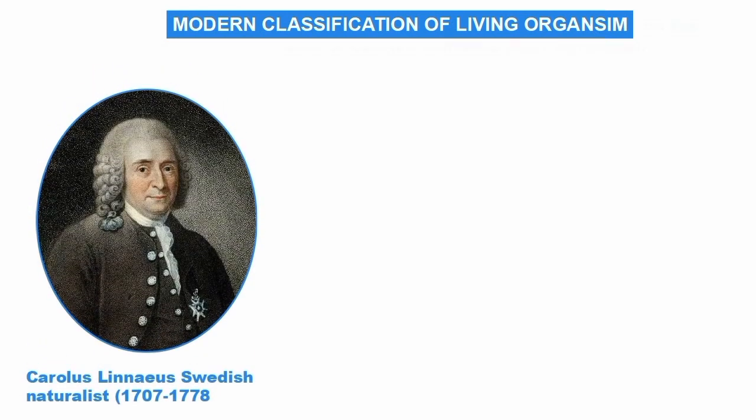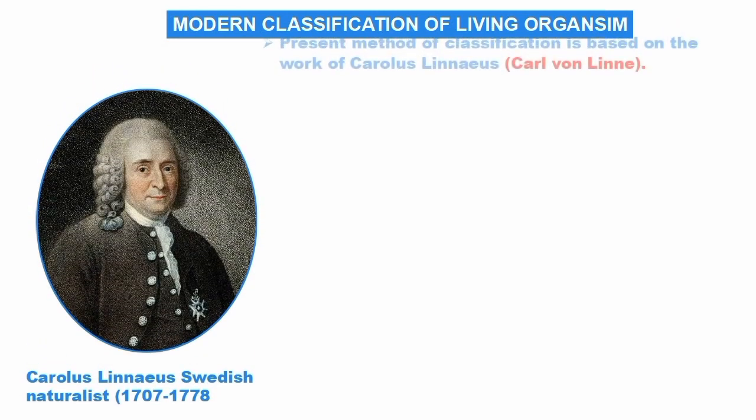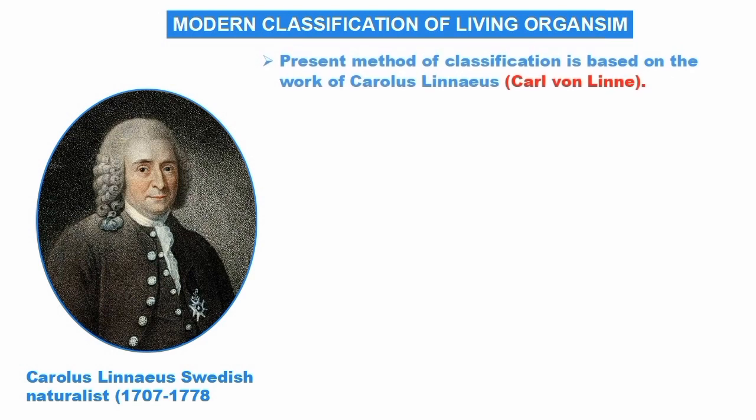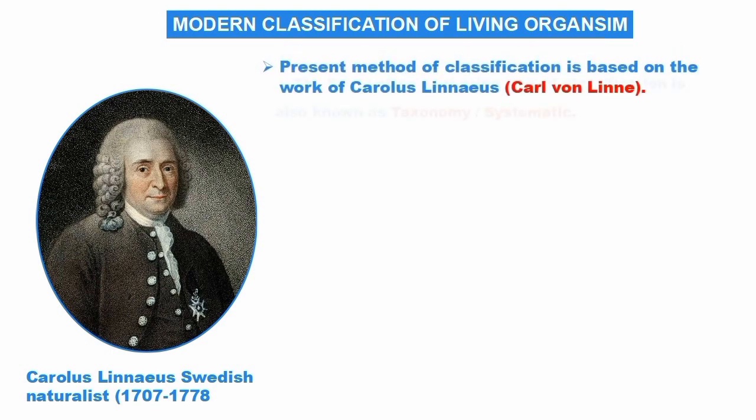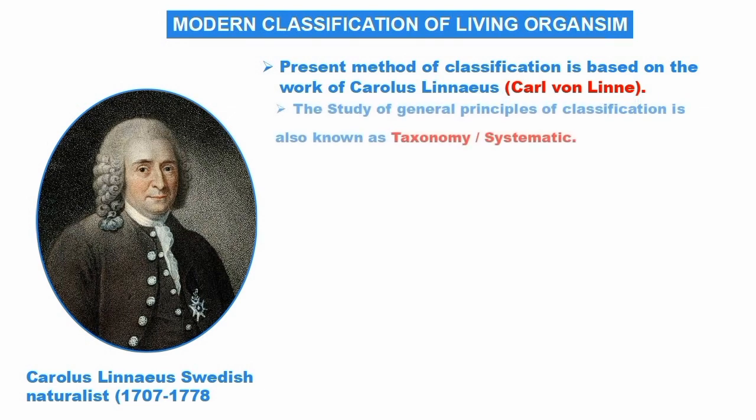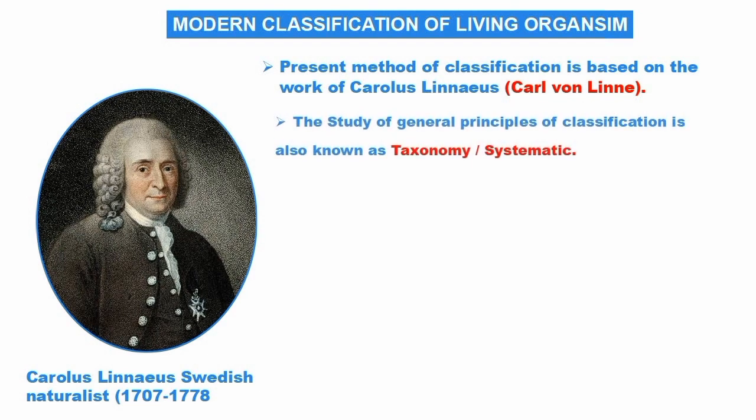Modern classification of living organisms. Carolus Linnaeus, Swedish naturalist, 1707 to 1778. The present method of classification is based on the work of Carolus Linnaeus, or Linn. The study of the general principles of classification is known as taxonomy or systematics.